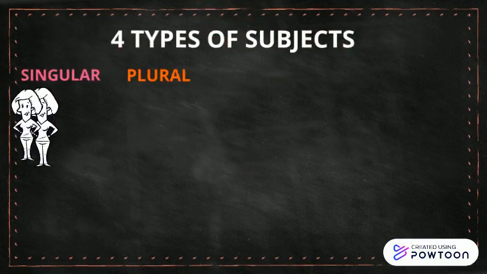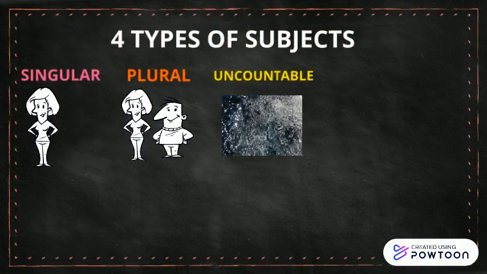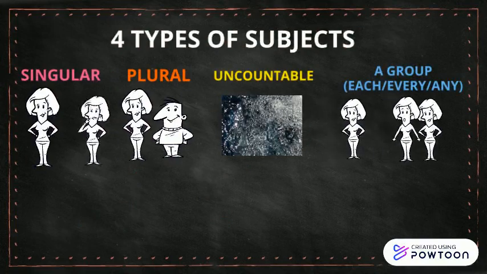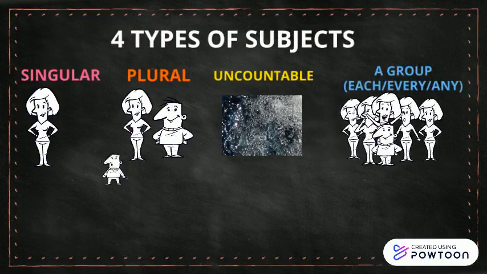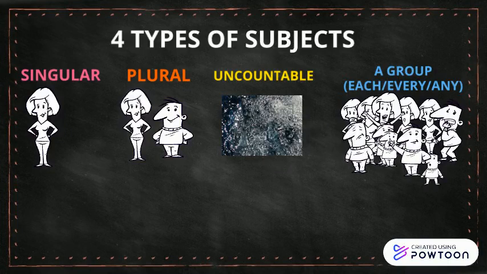There are four types of subjects: singular subject, one person; plural subject, more than one person; uncountable subject, which is subjects that you can't count; and a group subject, where there are so many of them and you use words like each, every, any. They are considered singular subjects.